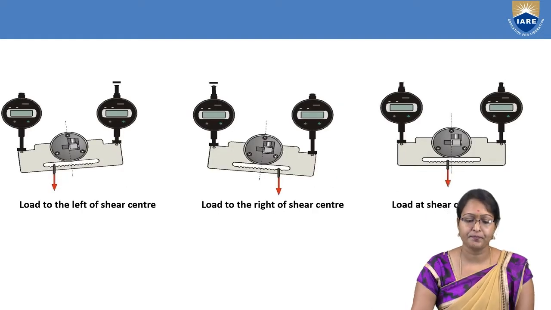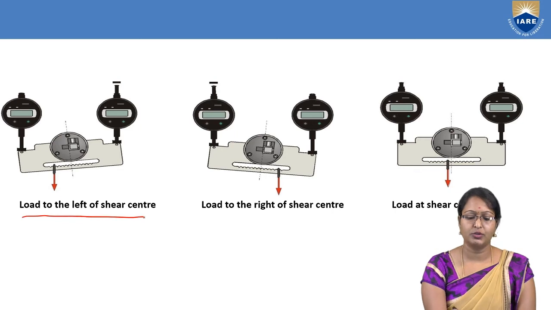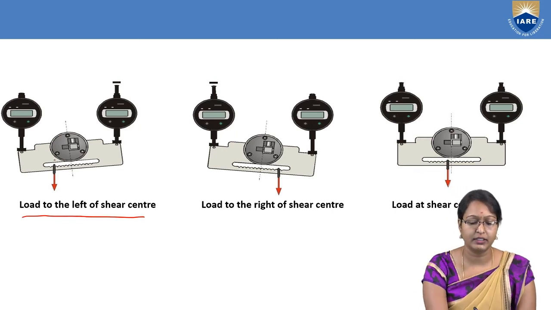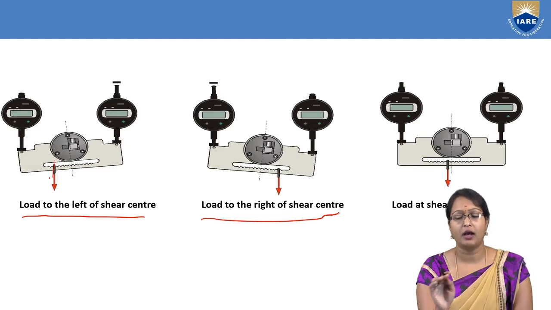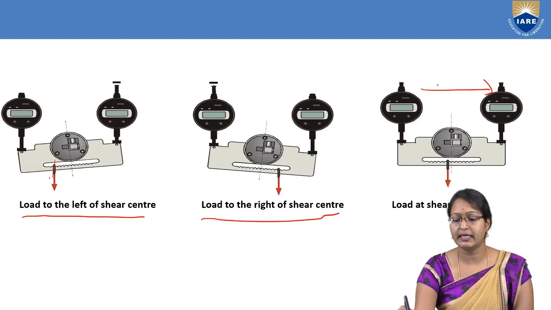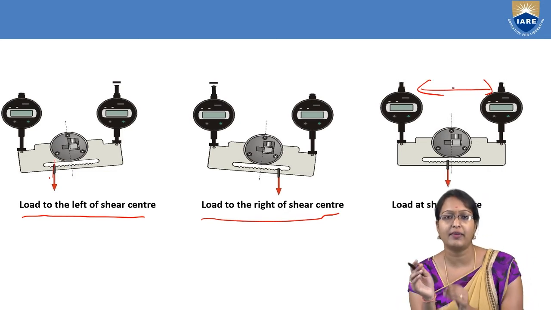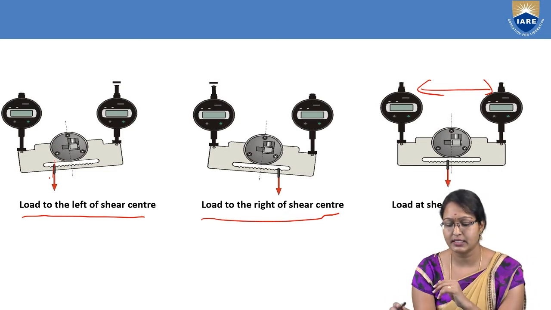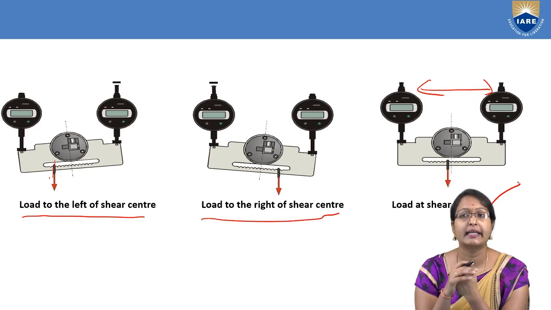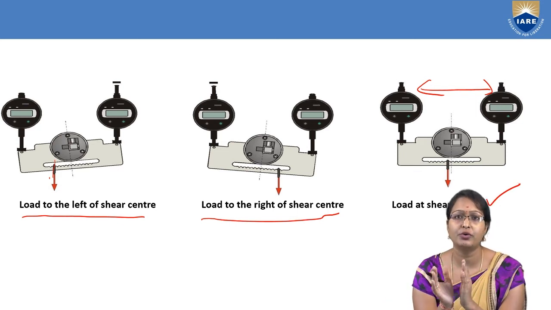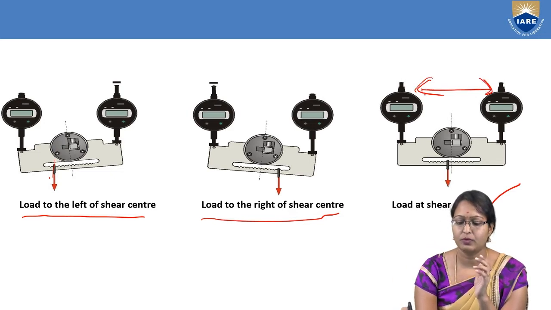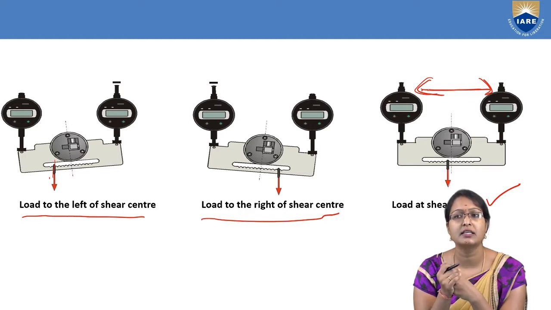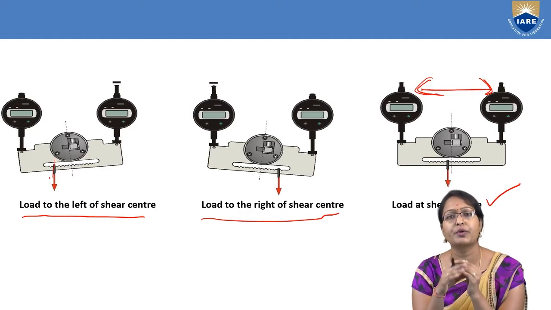So look here, this is the load to the left of the shear center. Here is the load to the right of the shear center. Now when we get the two indicators at an identical value, then we consider that load to be at the shear center. There will be no twisting of the plate, and there will be an equal value on both sides of the indicators. At that particular point, we get the shear center.